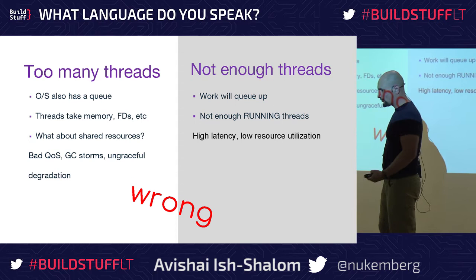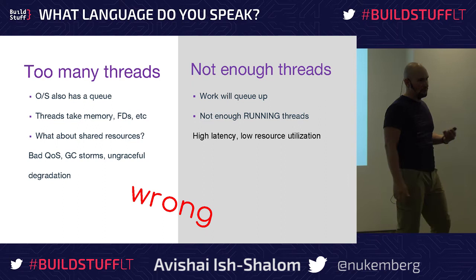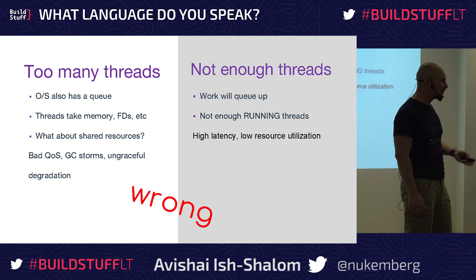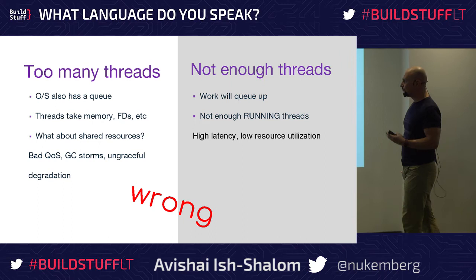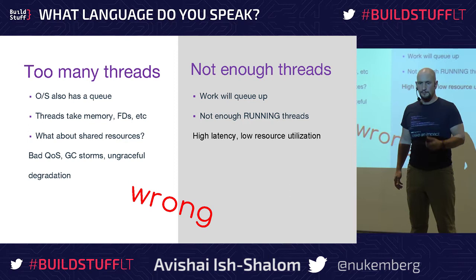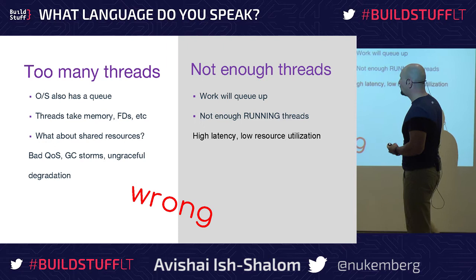Also, remember that each thread takes up memory. The stack size in Java, if I remember correctly, is by default 1 megabyte. So every thread takes up at least 1 megabyte, not including all the objects you've allocated to deal with the request. File descriptors and so on. You have other resources like database connection pools, database connections, and so on. Eventually, if you use too many threads, you will get GC storms, because all of them will take up memory, or even out of memory errors and so on, and you will get really bad quality of service and really bad degradation behavior because of the queue here, the operating system queue.